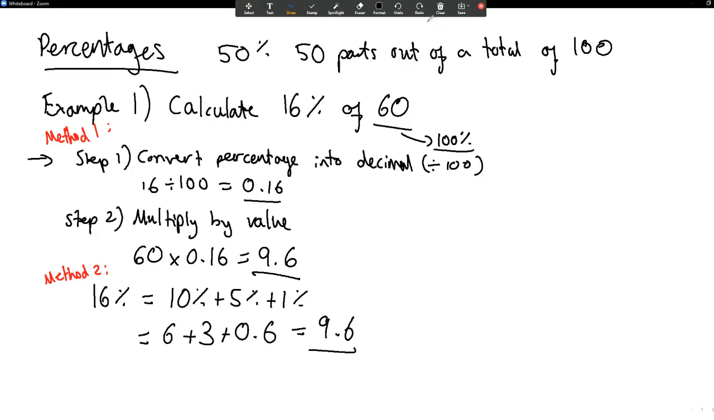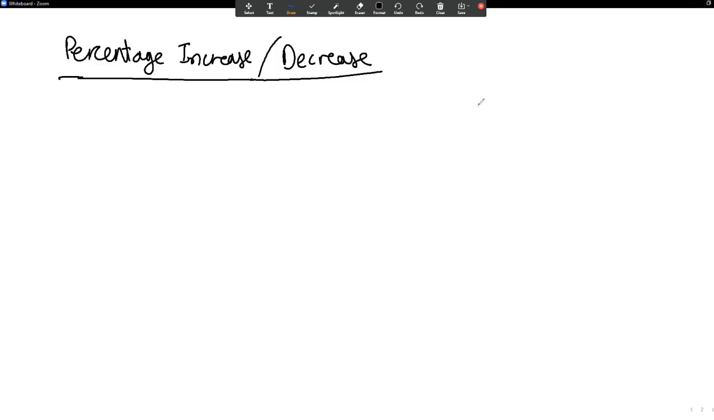So if you have a calculator, this method is a lot easier to do. Just divide the percentage by 100, then multiply it by the amount. But method 2 couldn't be used if you don't have that tool. Okay, now let's talk about percentage increase or decrease.